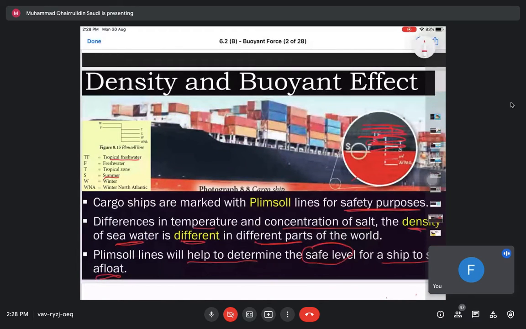If we don't have any more questions about buoyant effect, we will stop for 1 minute only. Then we will continue with lever. After we finish with lever, you will do 2 quizzes for today's class, and then we will end our class. So you have 1 minute rest.